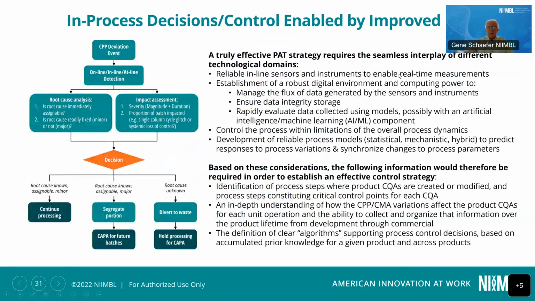And again, we had a similar decision tree for the types of in-process decisions you may need to make in terms of assessing deviations. And here's a decision tree for CPP deviation, and trying to understand the root cause as well as the impact, and how those two assessments come together to drive a decision to either continue processing, segregate a portion of the batch, or divert to waste.